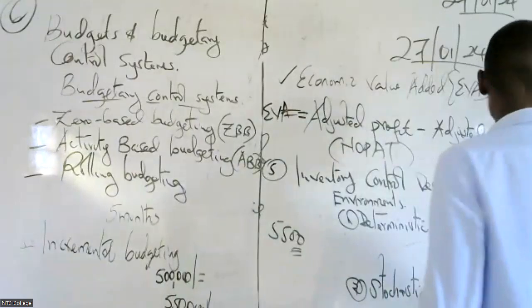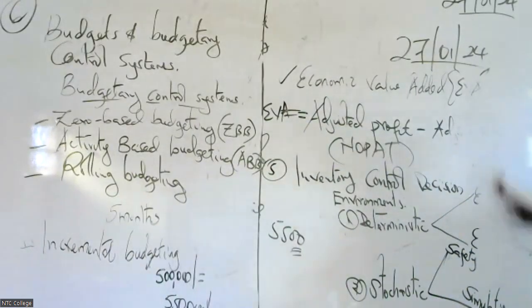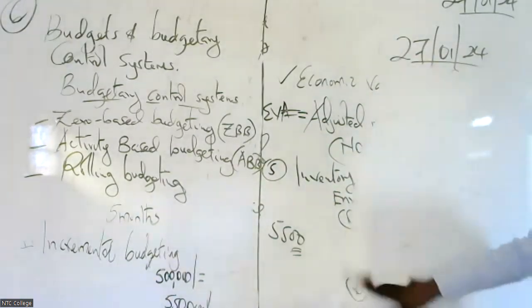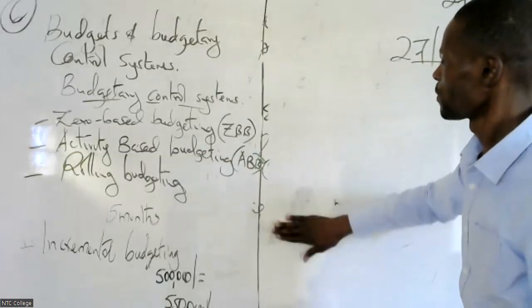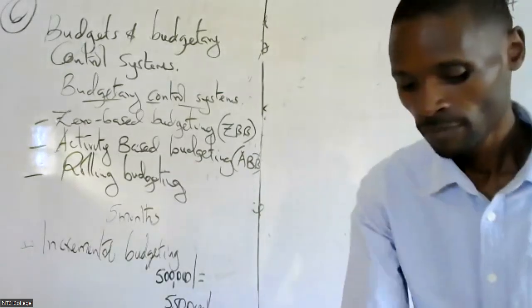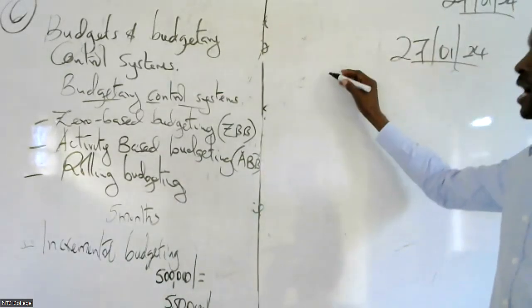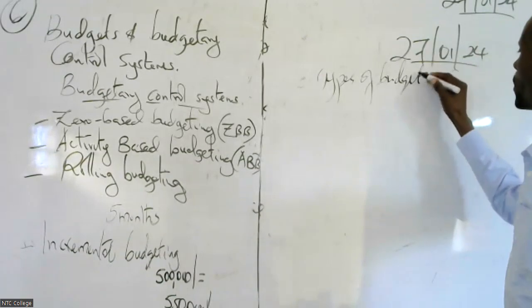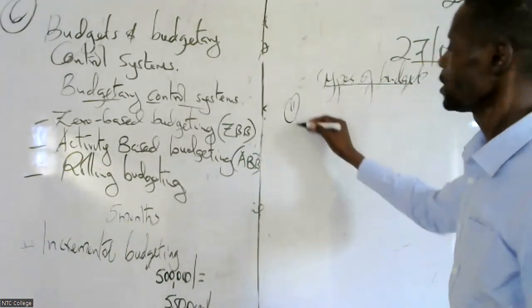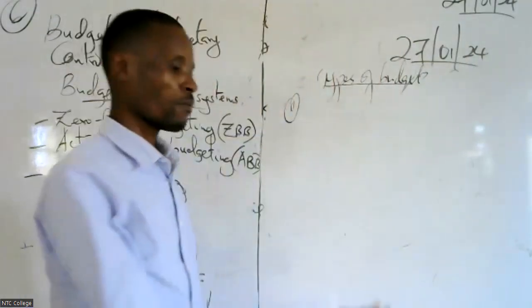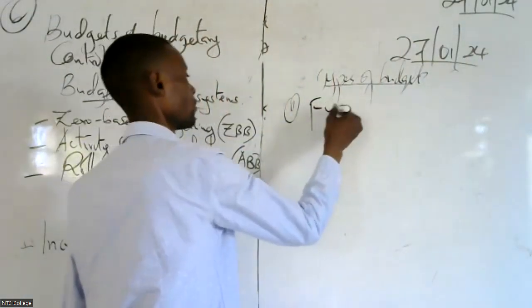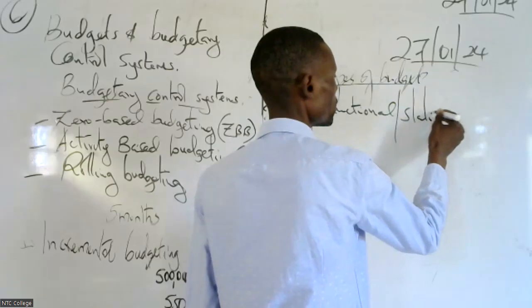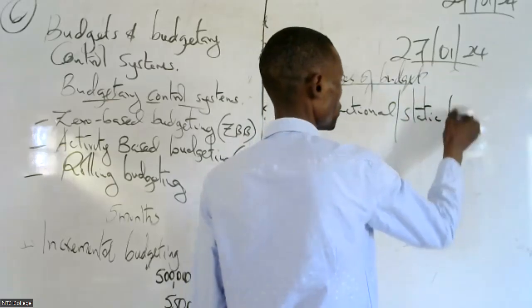Types of budgets. Apart from the budgetary control systems, we can now look at types of budgets. So the first budget is functional budget, or sometimes again called static budget.